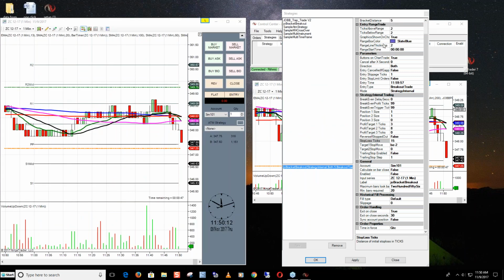So 5-tick bracket, 11:59:57. I'm perfectly happy. I like 9 and 15. Not 9 positions. Not 9 contracts. 9 ticks. 15 ticks. 15 ticks stop. But I'm not moving any of my break evens.